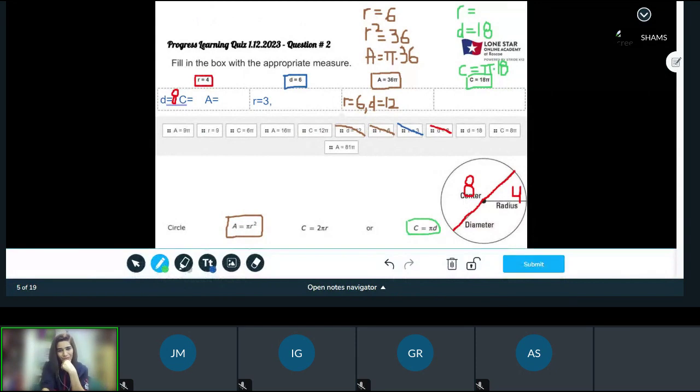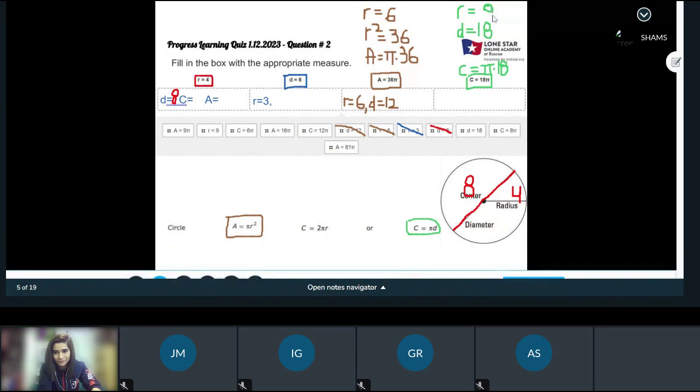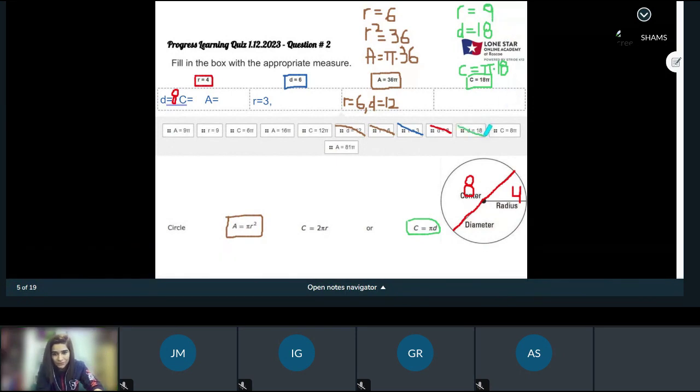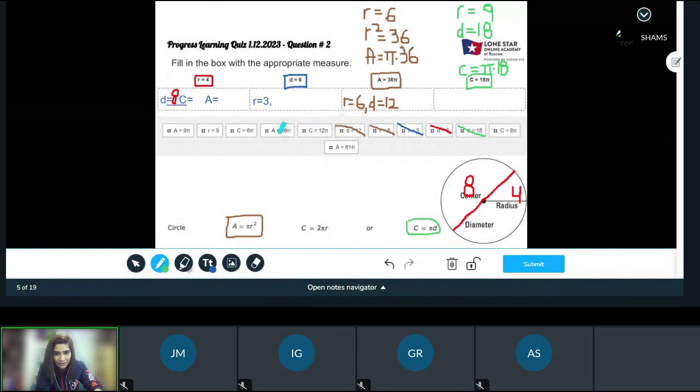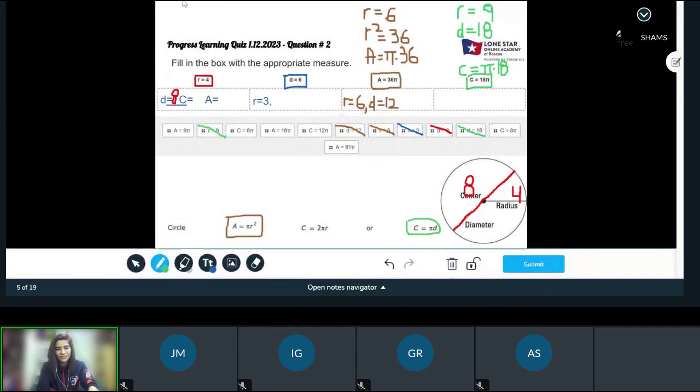It should be 9 for radius, because radius will be half the size. And we can also exhaust a few more answers, so we have fewer to pick from. So diameter of 18 is the green one. And we also need to take away a radius of 9. So many answer choices taken away. That will make our lives easier, right?